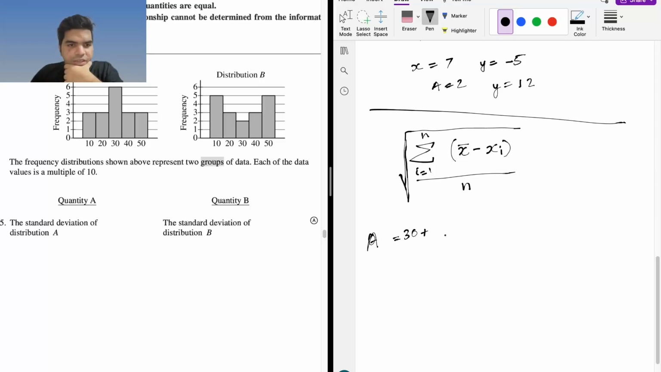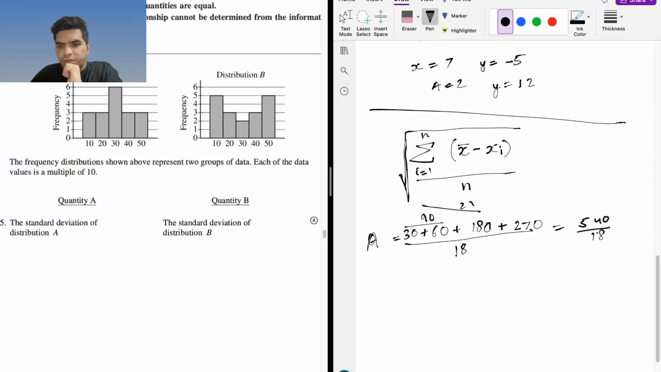So 30 plus 60, 20 into 3, plus 30 into 6, that is 180, plus 40 into 3, plus 50 into 3, that means 90 into 3, that is 270, divided by 3 plus 3 plus 6 plus 3 plus 3, that is 18. So let's solve it. This is 90, this is 270, so 540 upon 18. So the average is around 30. So we have an average of 30 here.